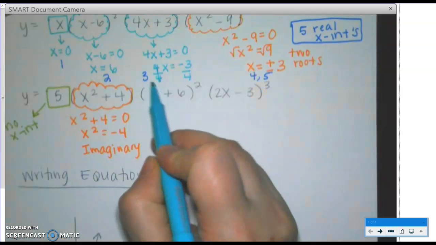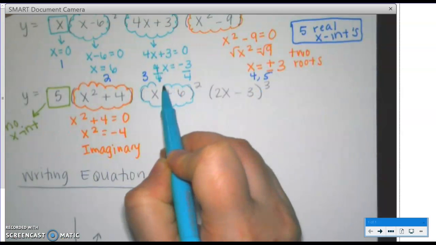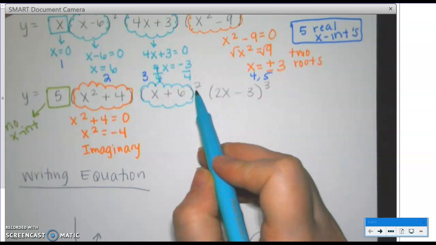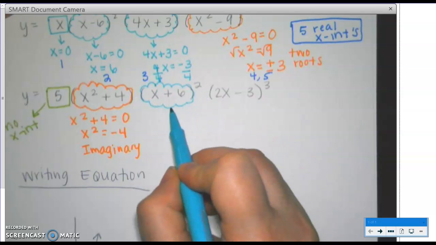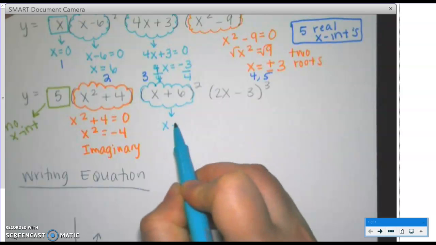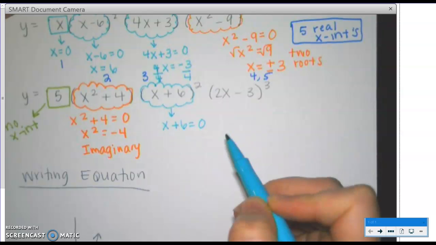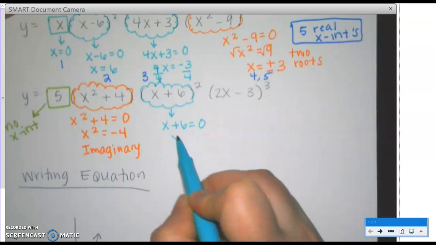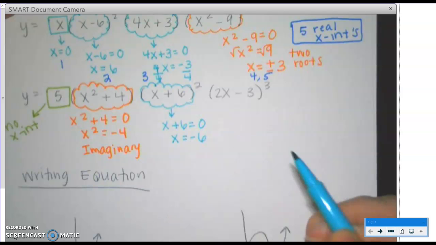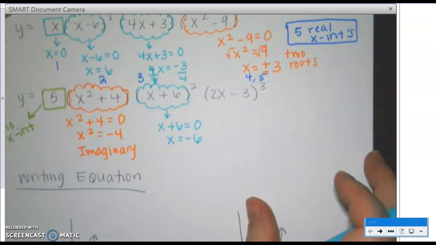All right, this is linear. Again, the 2 has to do with the multiplicity, but that's not going to matter when I figure out what the x-intercept is. So I set it equal to 0. I have to subtract 6 on both sides. So 0 minus 6 is negative 6.